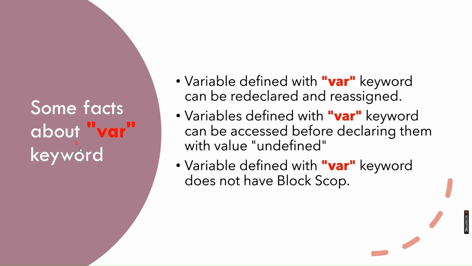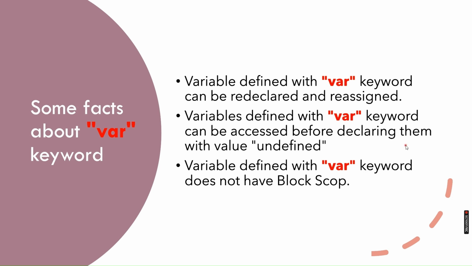Some facts about the var keyword. Variables defined with the var keyword can be redeclared and reassigned. For example, if you put var car equals Toyota, after that line of code you can say again var car equals, let's say, Toyota or something else. So it can be redeclared.